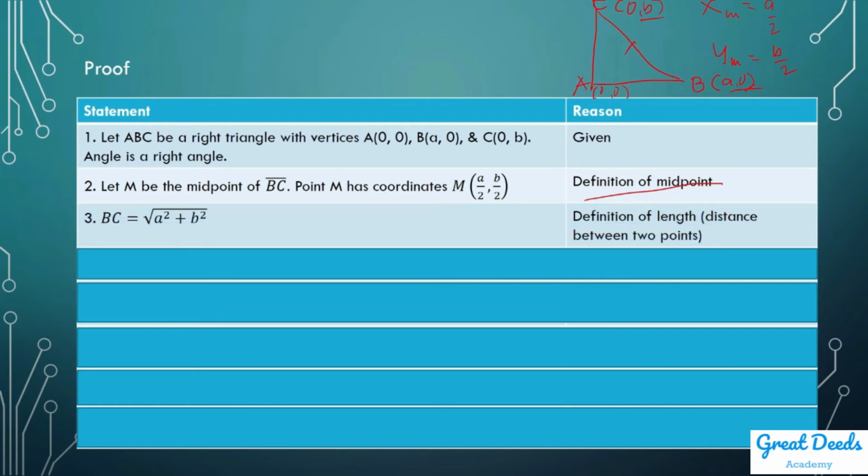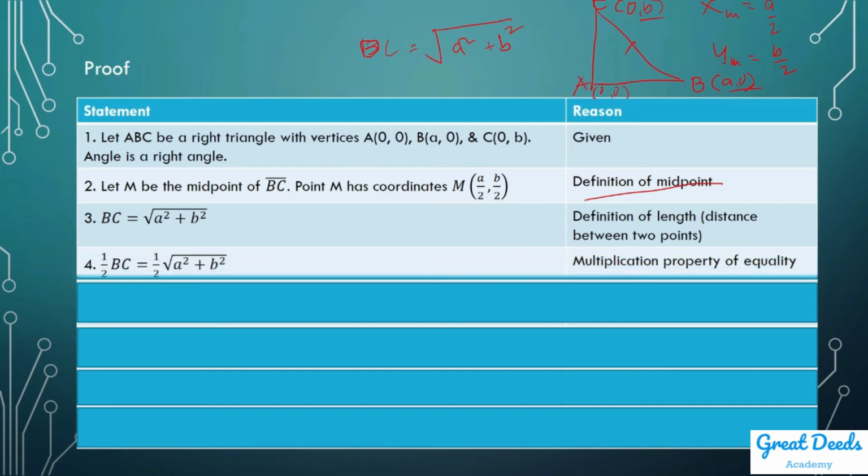Next, the length of the hypotenuse is equal to the square root of a squared plus b squared. You can use your Pythagorean formula. You can cite it as the Pythagorean formula or Pythagorean theorem, or you can just cite the definition of distance. So, computing for the distance, BC is equal to the square root of (0 minus a) squared, so that is just a squared, plus (b minus 0) squared, which is just b squared.